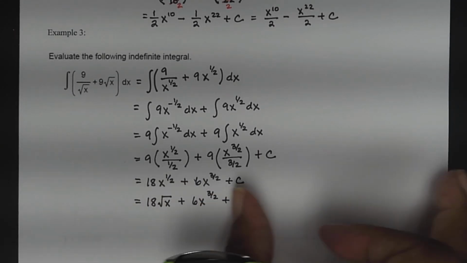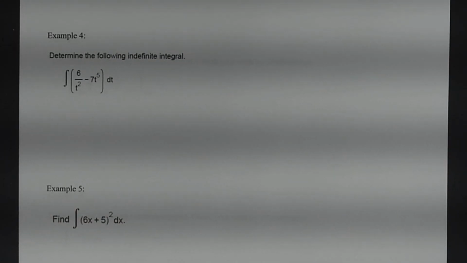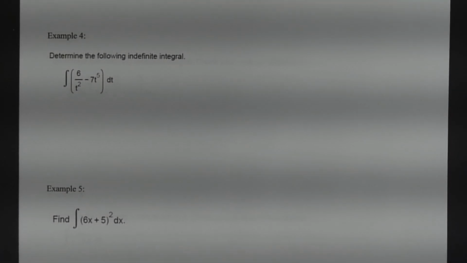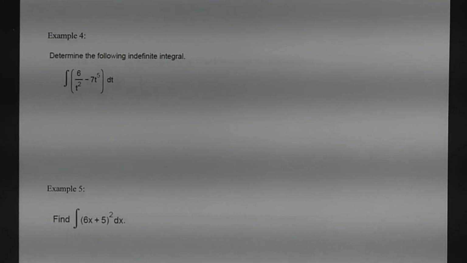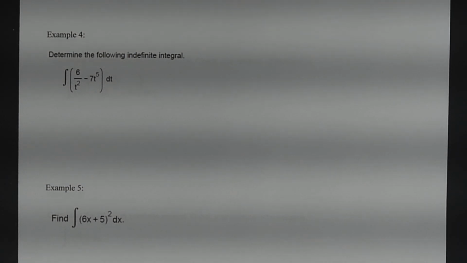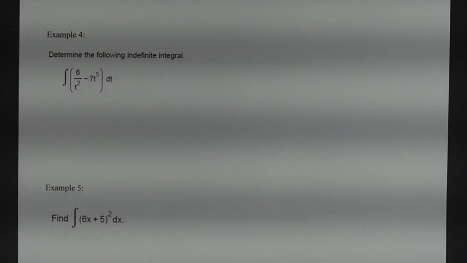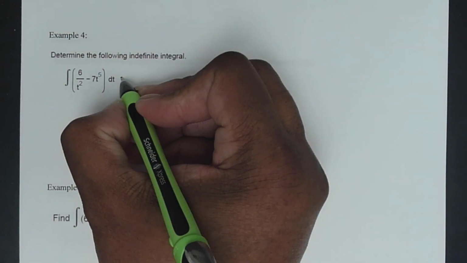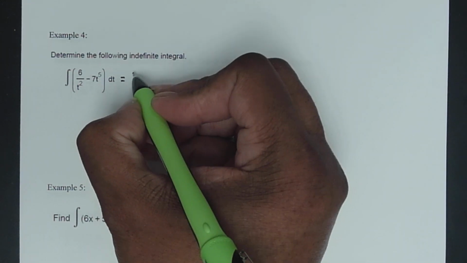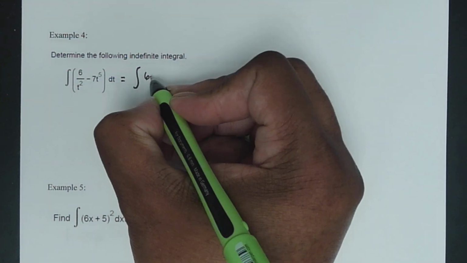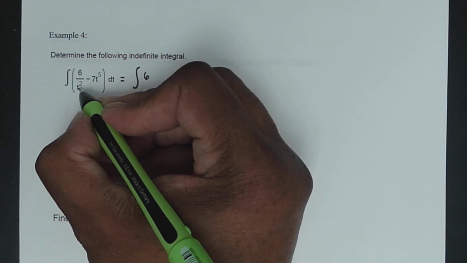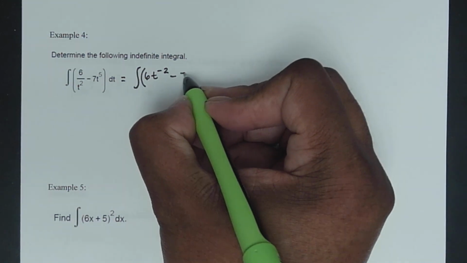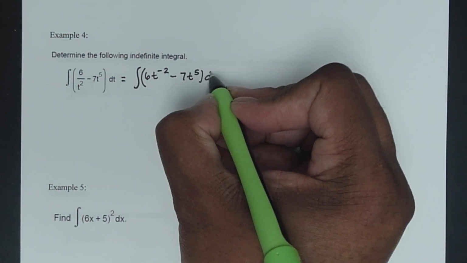All right, let's look at another example. Okay, let's say we had the integral of 6 over t squared minus 7t to the 5th dt. And I'm going to write this using negative exponents in this case. So I have the integral of, I have the 6 in the numerator. If I pull that t squared out of the denominator, it will be t to the negative 2 minus 7t to the 5th dt.